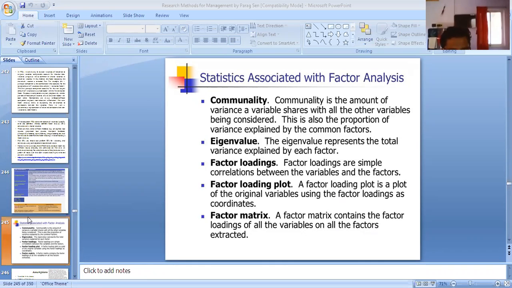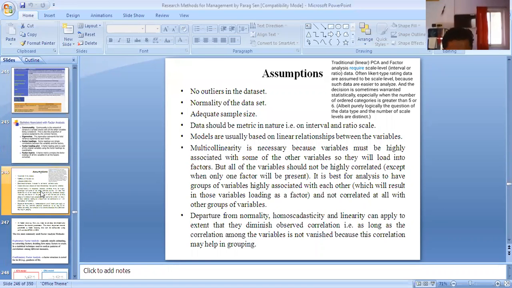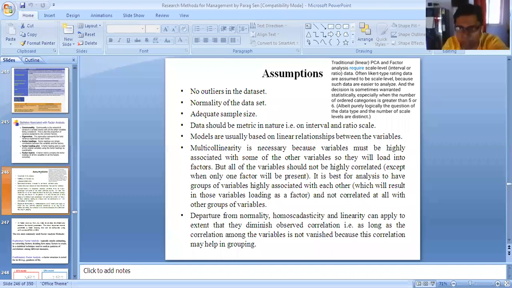Okay. So now there are also some assumptions of confirmatory factor analysis. For example, no outliers in the data set. I have discussed what outliers are, and I have discussed the box plots. Normality of the data set: I have already said how to check the normality. The adequate sample size, that you also need to check.